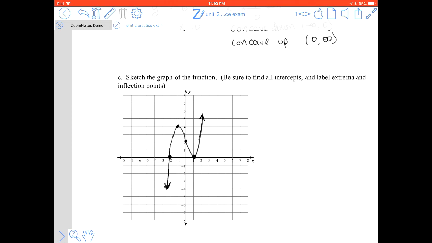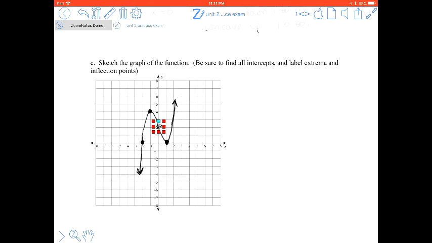So we had the intercepts, we labeled the maximum, there's the minimum, there's the point of inflection. We've answered everything that's been asked.